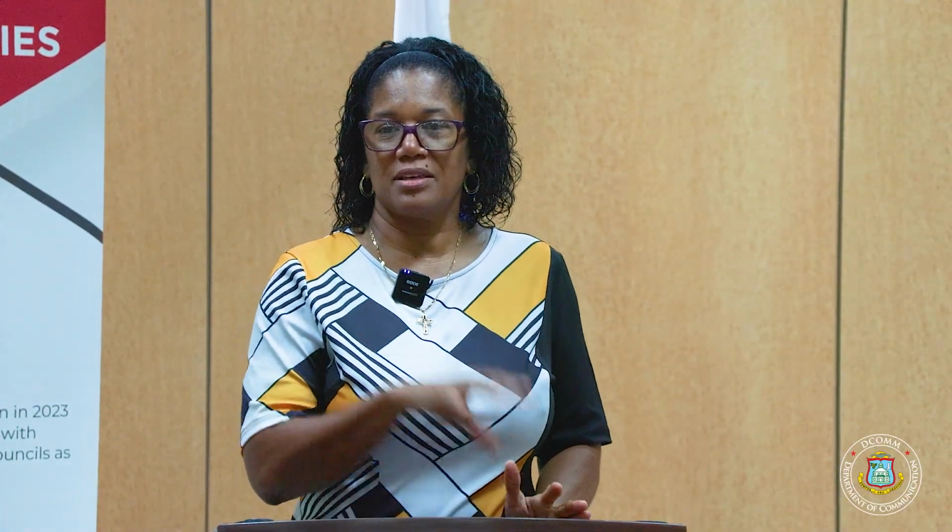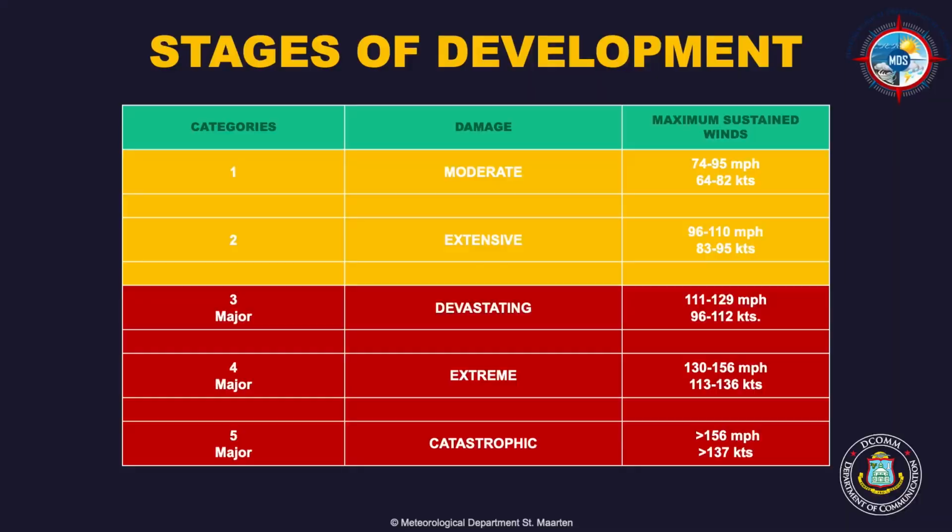Now, when we get to 5, some people said Irma was a category 6, a category 7, a category 8. There is no 6, 7, or 8. Anything with winds above 156 is category 5. There is no category 6 or 7 or 8. Okay? It stops at 5. It can be 200 miles an hour. It's a 5.